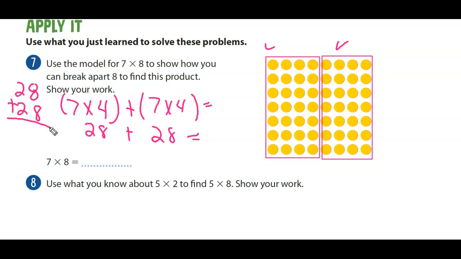And then obviously I have to add 28 plus 28. 8 plus 8 is 16. Put the 6 down. What do I do with the 1? Carry it over to the 10s place. Okay, so now I have 2 plus 2 is 4 plus the 1 that I carried? 5. So then, obviously 7 times 8 is 56. That's one way to break it apart. Okay? What else did they do?